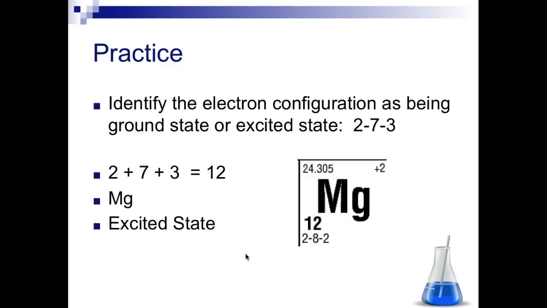So, your practice problem. Identify the electron configuration as being ground state or excited state. So 2-7-3. 2 plus 7 plus 3 is 12. An element on the periodic table with 12 electrons is magnesium. The electron configuration on your table is 2-8-2, so this configuration is for a magnesium atom that has electrons that are excited.